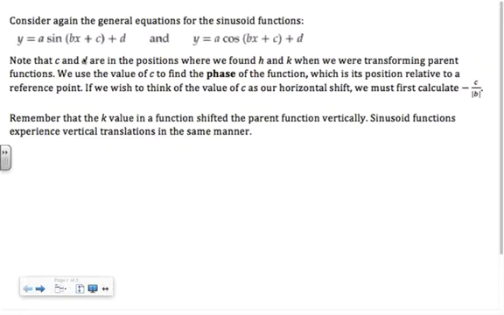We just use different terminology, so when we're using c to shift the function, we're actually finding the phase of the function. So when we're thinking of c and how it's going to shift our graph, this is what we must perform. And then the k value in our old graphs is this d value, and it does exactly what you would think it's going to do. It moves it up or down based on it being positive or negative.